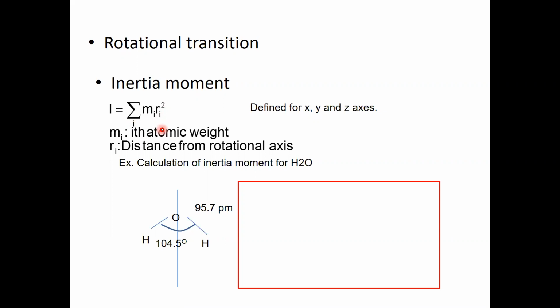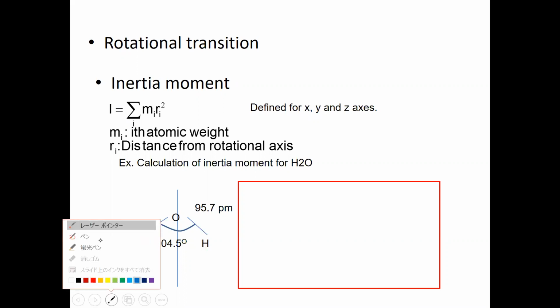So you can just do an exercise for the case of water. In the case of water, you have oxygen and two hydrogens, and if you take the rotational axis penetrating the oxygen, then you can think about the rotational inertia moment of the two hydrogens. So please stop the video and then try to calculate. Okay, then.